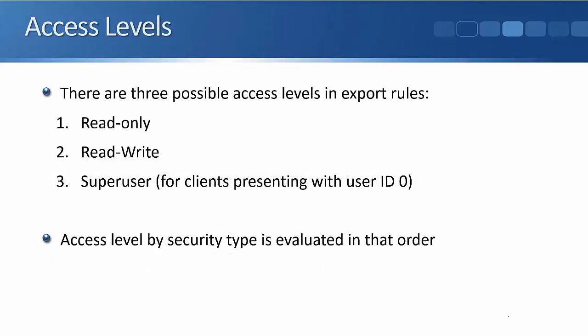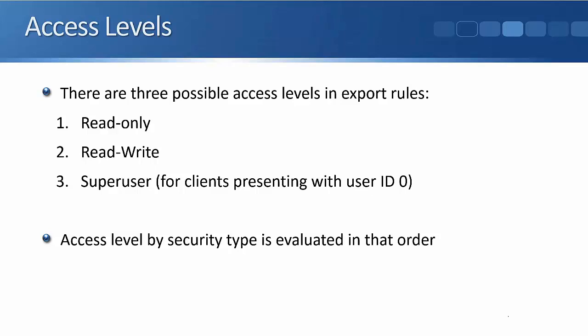There are 3 possible access levels in our export rules: read-only, read-write, and superuser, which is used for clients presenting with user ID of 0, which is typically used by root. We're also going to cover the superuser access level in detail later in this lesson as well. Access level by security type is evaluated in that order. So the export policy will check first, do they have read-only access? Then do they have read-write access? And then do they have superuser access or not?